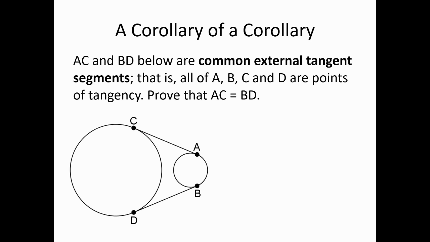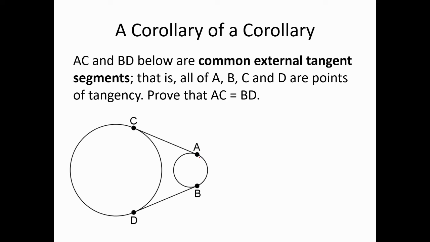And then here's a nice corollary of a corollary. Let's say that we have two circles, as pictured, and we have a segment that's tangent to both, AC, and we have a second segment that's tangent to both, that is DB, then those must be equal to one another.